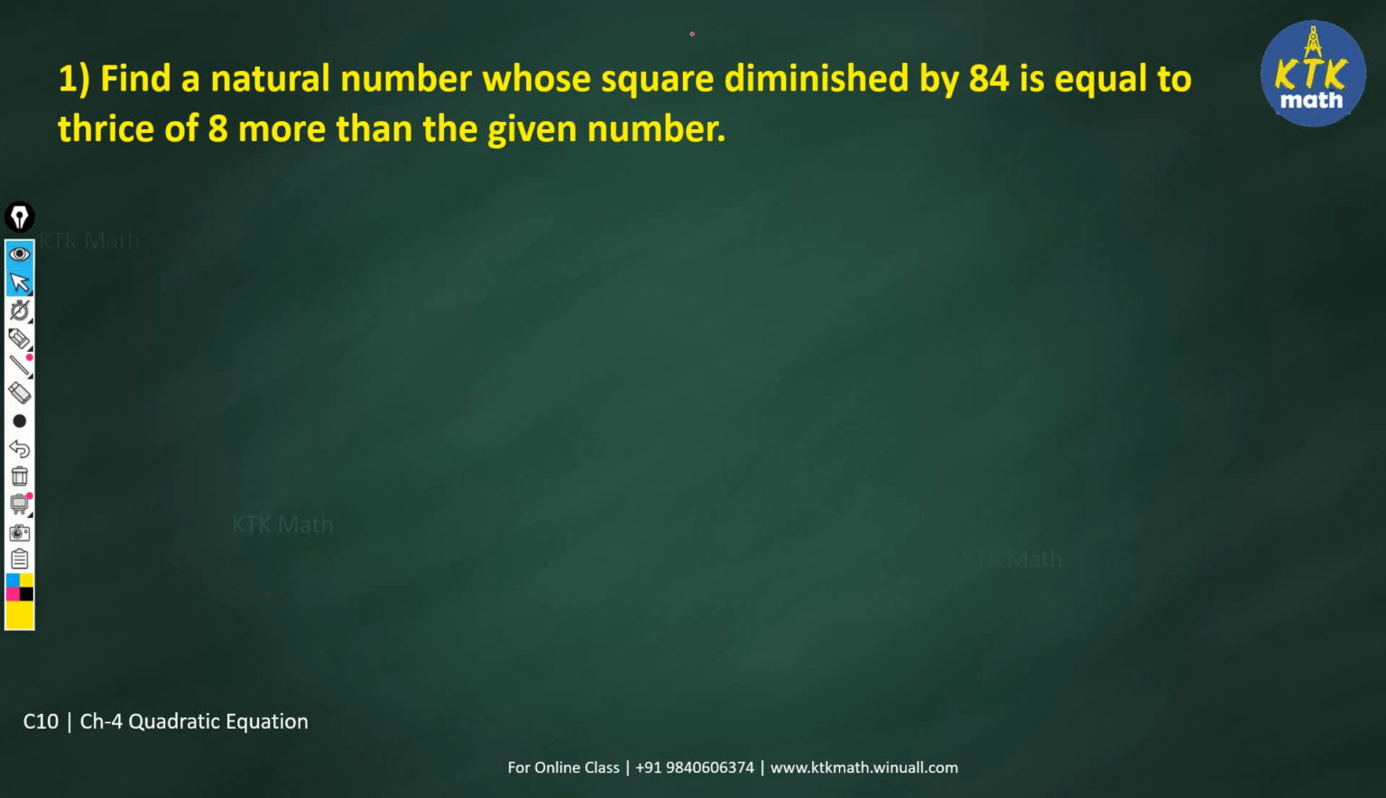Okay, so now check out the first question. Find a natural number whose square diminished by 84. Just I'll explain the words alone. Diminished means we are doing some subtraction process there. Diminished means we are removing something, so diminished means subtraction. By 84 is equal to thrice of 8 more than the given number.